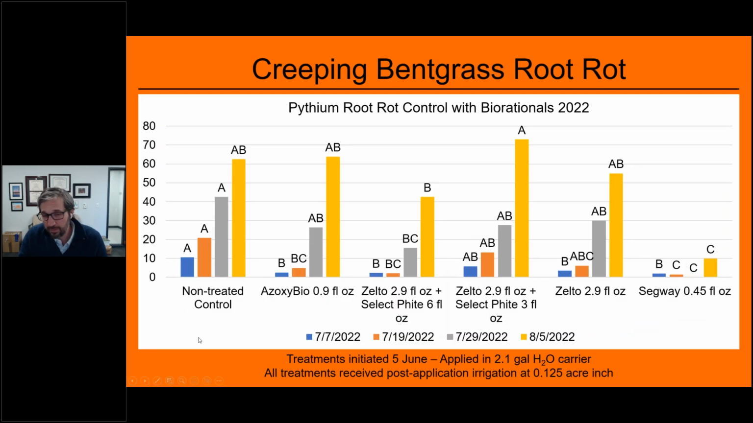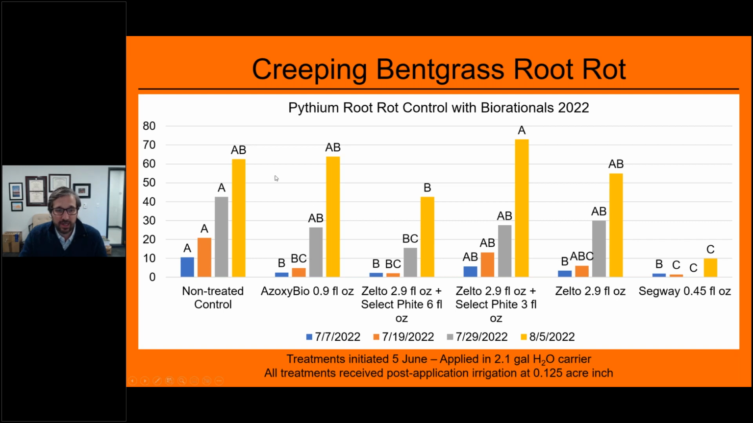And we've continued some of this work since I've moved to Clemson here, looking at some other biorationals. And this is actually some work from last year, looking at root rot, and here we're looking at Azoxy Bio, which is a combination of azoxystrobin with a biorational, and then those Zelto combinations that I had previously mentioned, Zelto being that heat-killed Burkholderia.